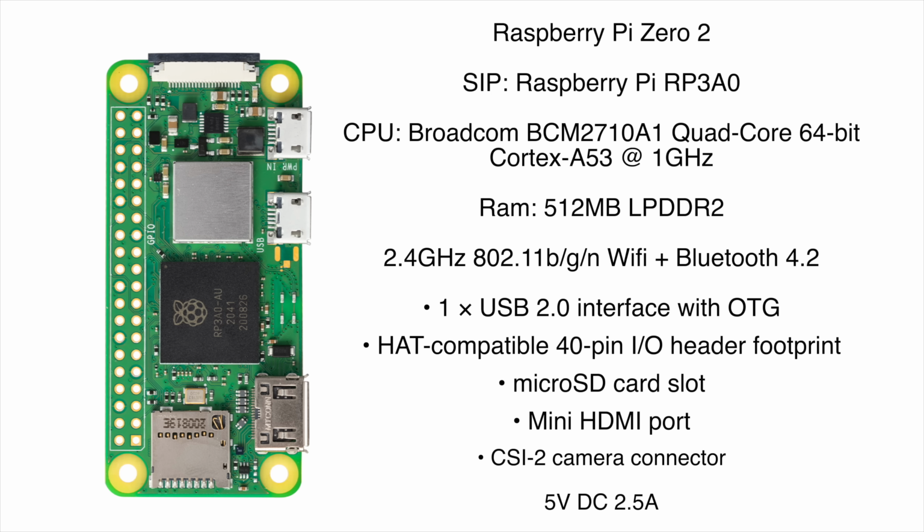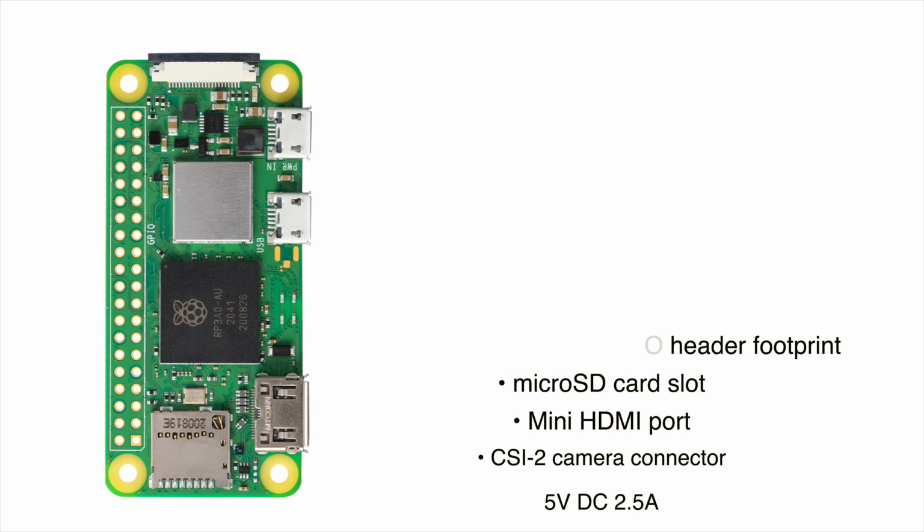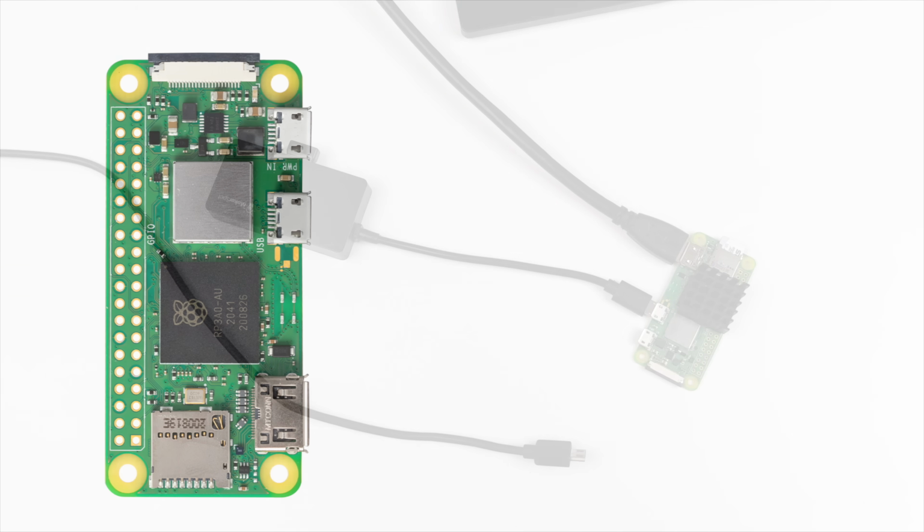We get 802.11bgn Wi-Fi with Bluetooth 4.2. Unfortunately, we don't have 5 GHz on the Zero model. One micro USB port here is for OTG or data transfer. The other one's for power, just like the original. A micro SD card slot, mini HDMI, a CSI camera connector. We still get those 40 GPIO pins. And in the technical data, they state to use a 5 volt 2.5 amp power supply, just like the Raspberry Pi 3 or the 3B Plus.